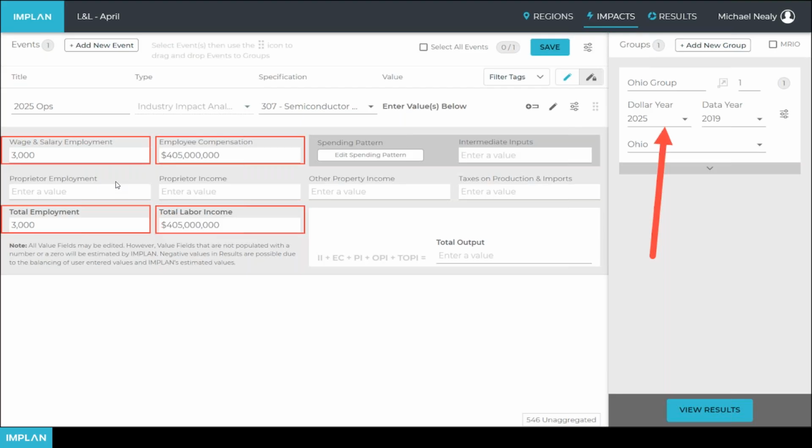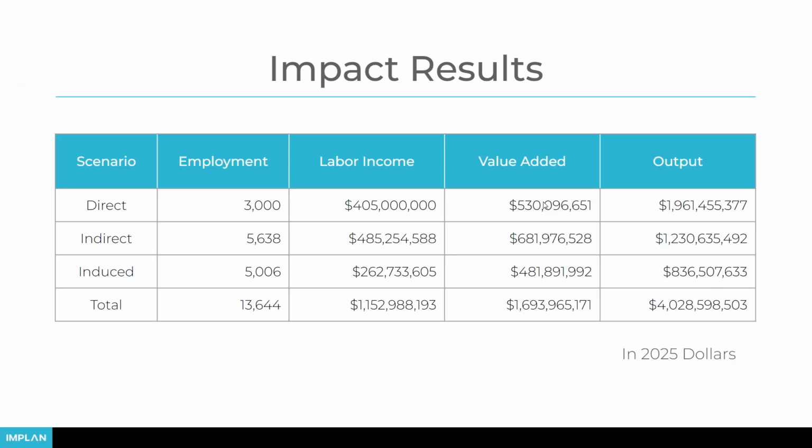So we could run this event through a group with our region specified as the state of Ohio and our dollar year in 2025, because that is when this manufacturing facility will be fully operational. When we run that, we'd get the following results that I went ahead and pulled for this analysis in 2025 dollars. We can see our direct employment value in the top left of 3,000, which we inputted, as well as our direct labor income that we specified as $405 million.